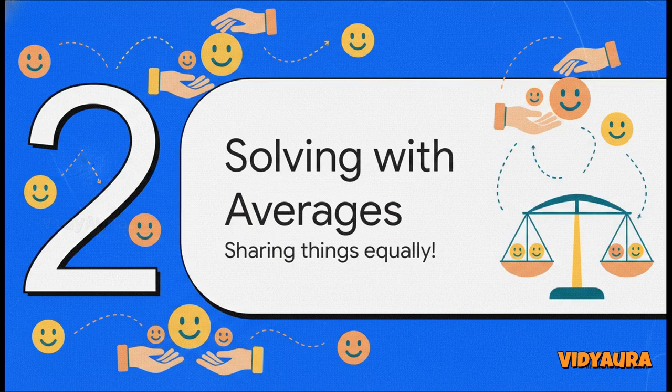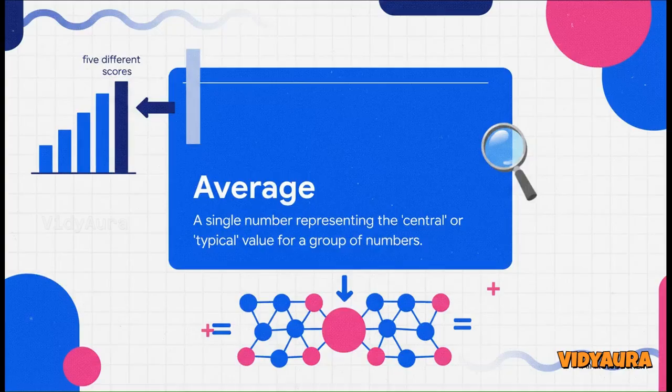So let's move on to our next big adventure, solving with averages. And here's a little secret. If you've ever had to share a bag of sweets with your friends, then you already kind of get the main idea behind averages. It's all about sharing equally. So, what exactly is an average, officially? Well, it's basically just one single number that represents what's typical for a whole group of numbers.